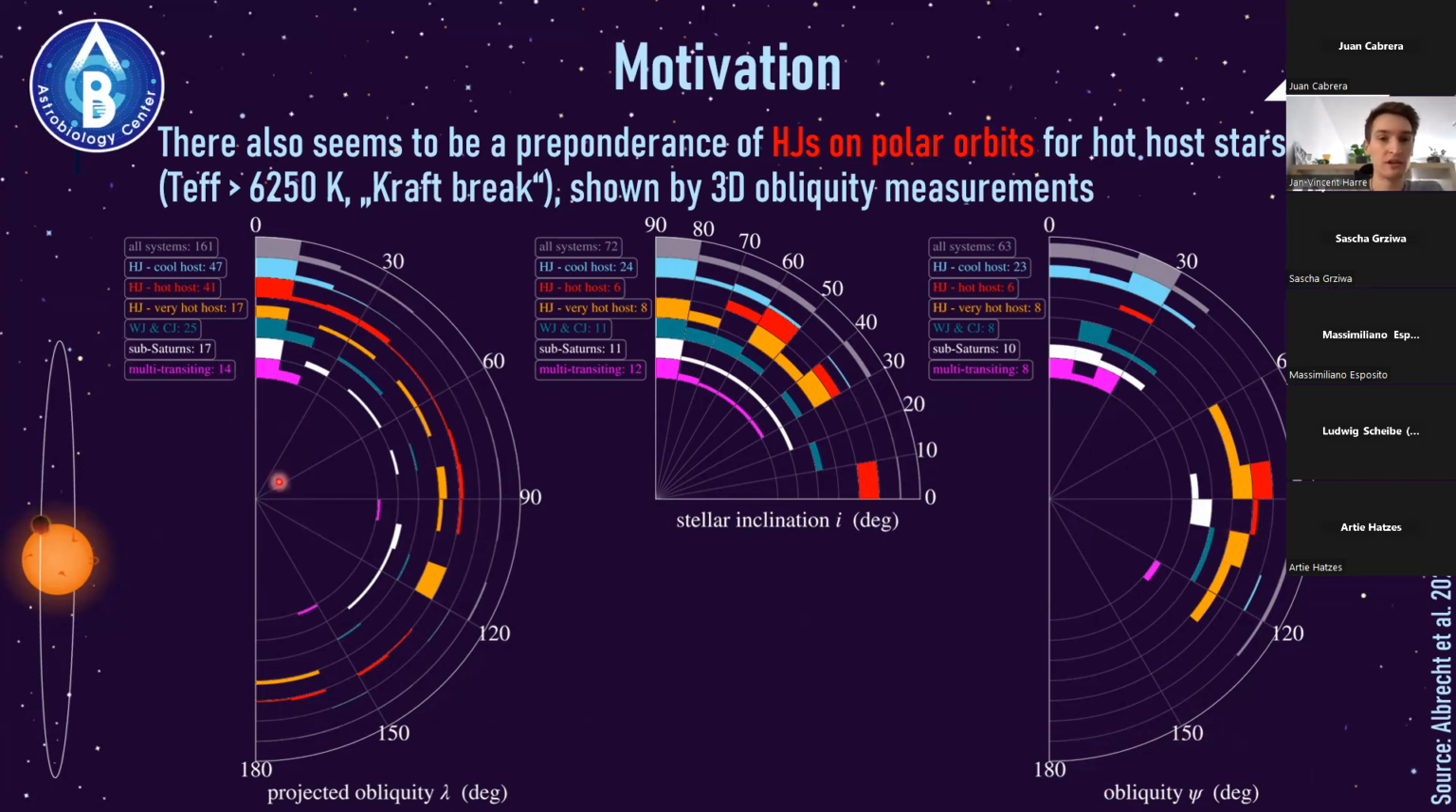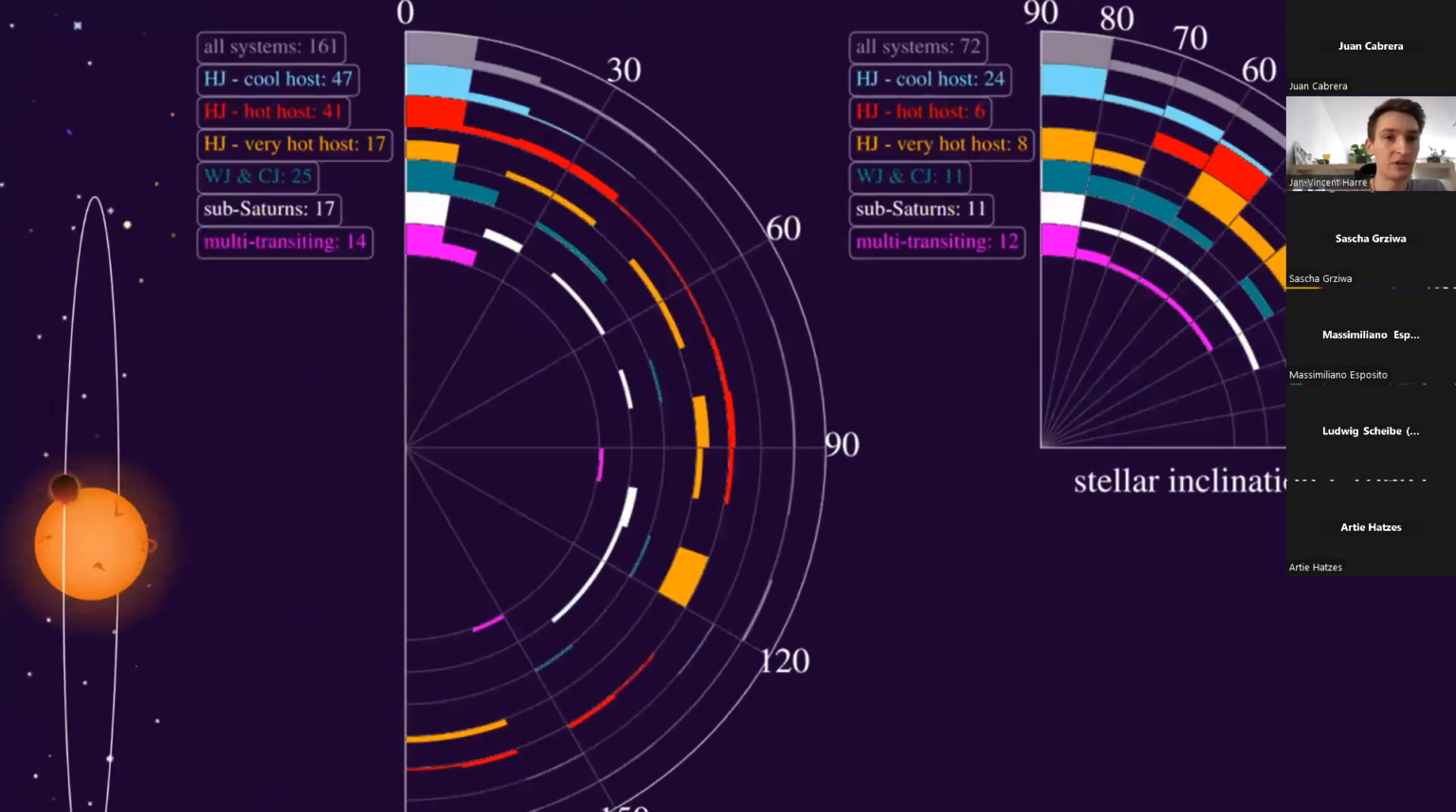Okay, starting with the projected obliquities here, let me zoom in a bit. We have hot Jupiters with cool hosts, indicated by this light bluish color. Then we have hot Jupiters with hot hosts, indicated with the red color, with very hot hosts in orange. I think the differentiation between hot hosts and very hot hosts starts at about 7,000 Kelvin for the very hot host stars. And then we have warm Jupiters and cold Jupiters in this greenish blue color. And the rest we can ignore for now.